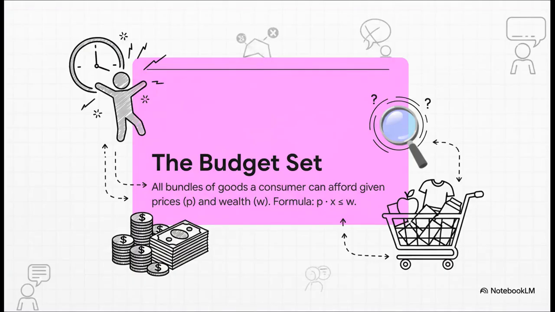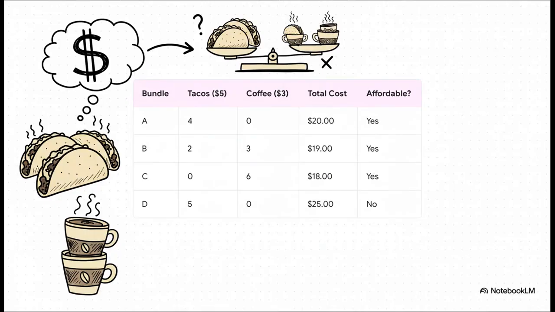We all have limits, right? Limits on our time, our energy, and, for this model, our money. In economics, this limit is called the budget set. It's basically just all the different combinations of things that you can actually afford, given their prices and how much money you have. Let's make this super concrete.